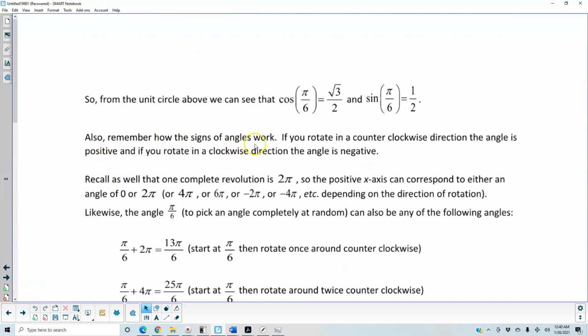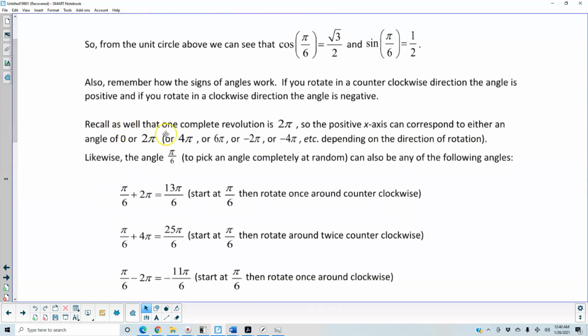Also remember how the signs of angles work. If you rotate in a counterclockwise direction, the angle is positive, and if you rotate in a clockwise direction, the angle is negative. Recall as well that one complete revolution is 2 pi. So the positive x-axis can correspond to either an angle of 0 or 2 pi, or 4 pi, or 6 pi, or negative 2 pi, or negative 4 pi, etc., depending on the direction of the rotation.